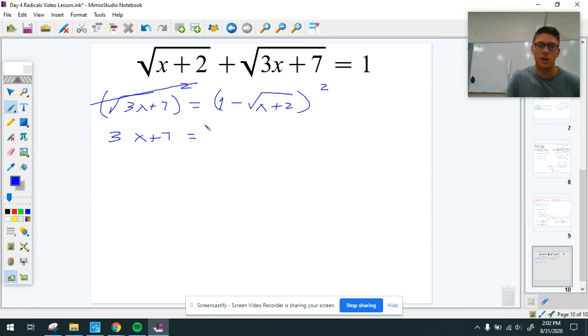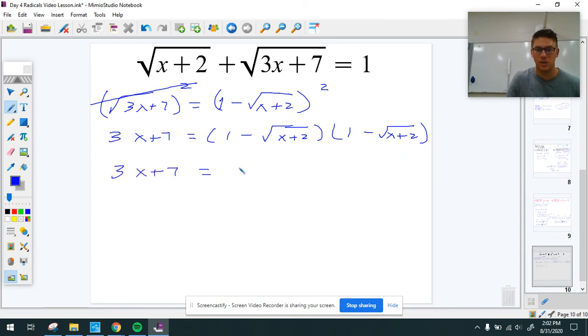The other side, though, here's what you have to be careful of. You need to actually write it out twice and do some distribution. So it becomes 3x plus 7 is equal to, let's distribute, 1 minus one of those minus another one of those, and then plus, when you multiply these two together right here, the square roots cancel and you get x plus 2.